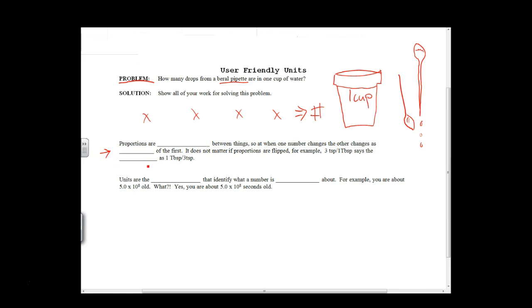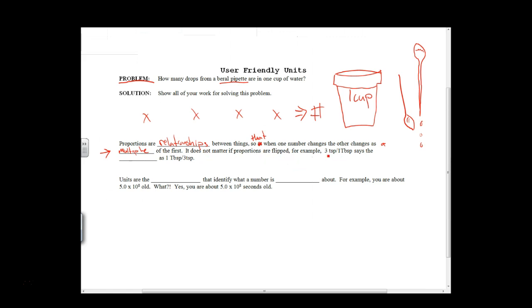All right, let's just talk about proportions. The lab will introduce you to proportions. Proportions are relationships between things. When one number changes, the other one changes as a multiple of the first. Now, it does not matter if proportions are flipped.